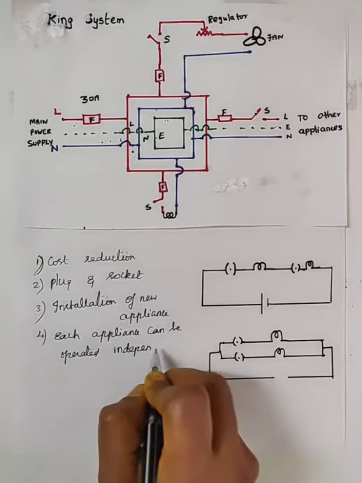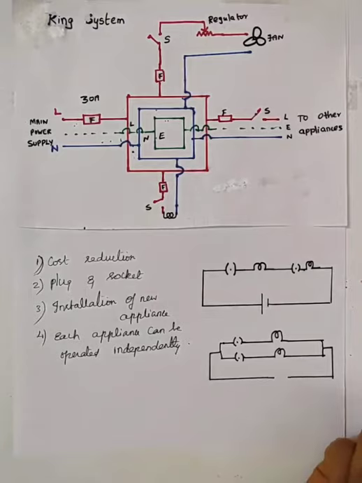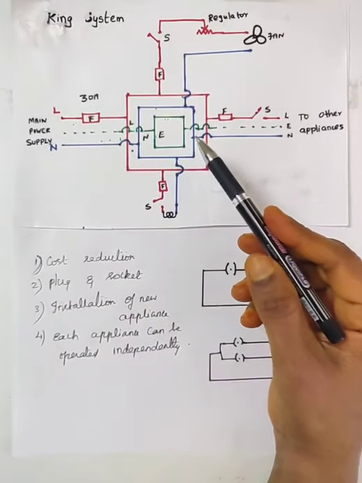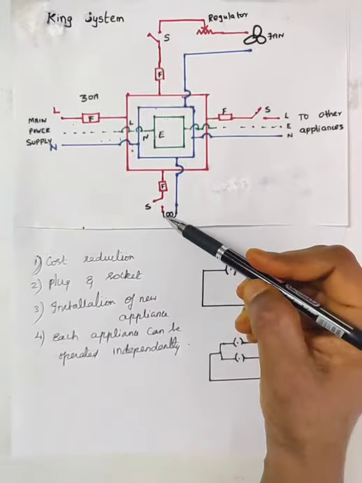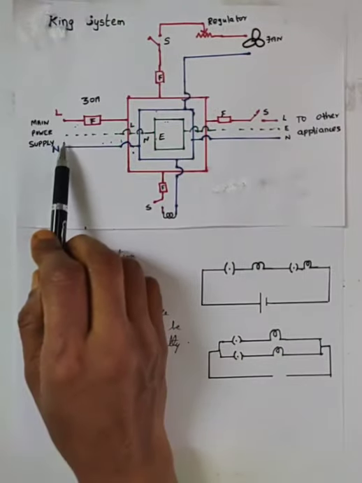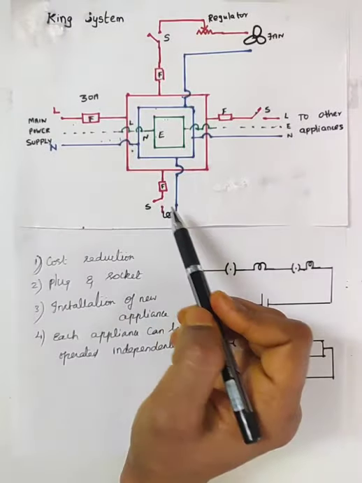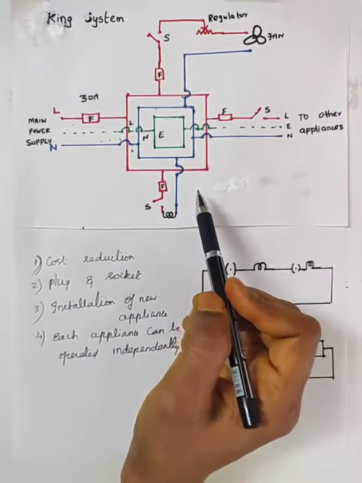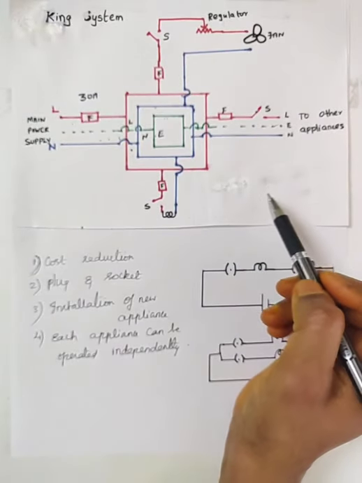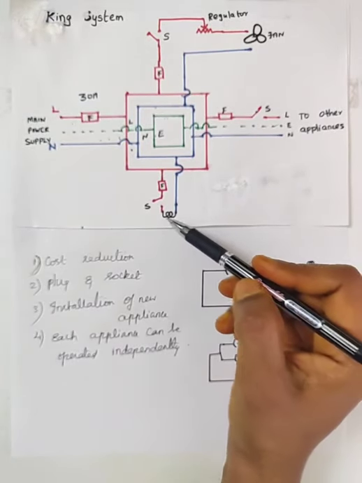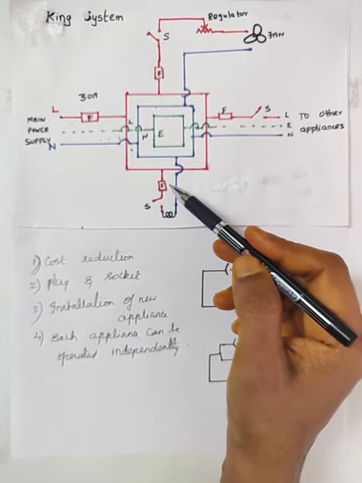These are all the advantages of the ring system of wiring. The cost of wiring can be reduced. Each appliance is connected to the distribution board or to the mains through thick cables. This reduces the cost of wiring. Second one, the plugs and the sockets used in the system can be of the same size because each appliance has a fuse of proper current rating.